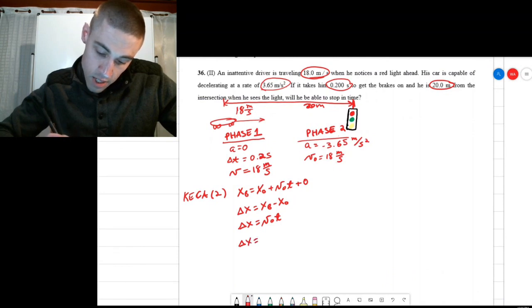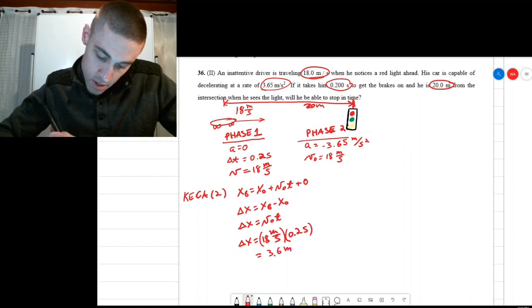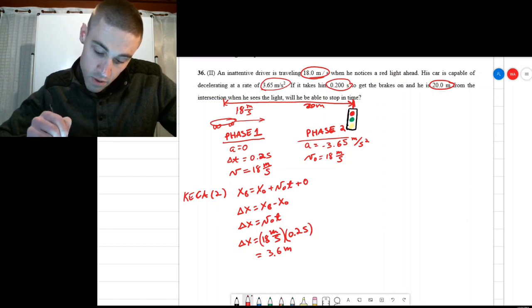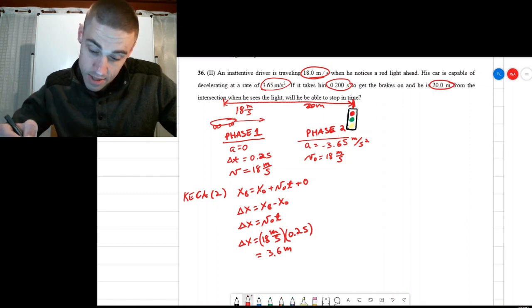So delta x in this first phase is going to be 18 meters per second times 0.2 seconds, or in other words, 3.6 meters. So he started out 20 meters away. He traveled 3.6 meters before he ever even got the brakes on.